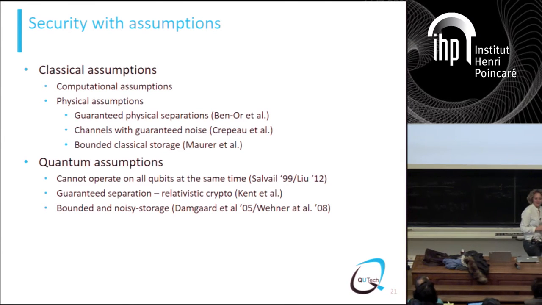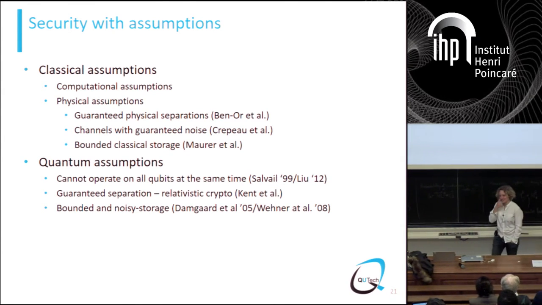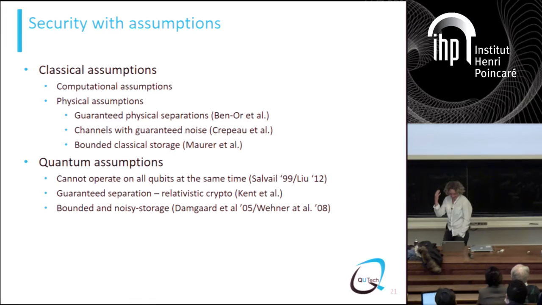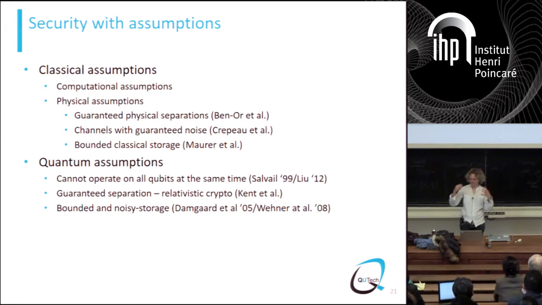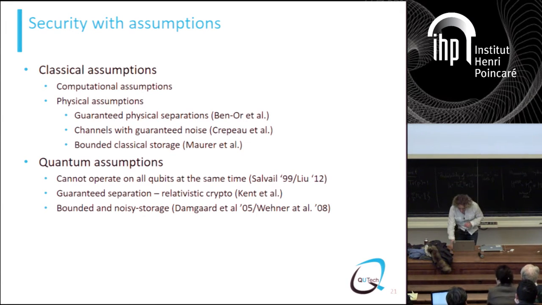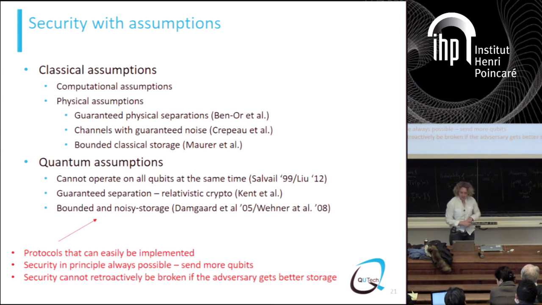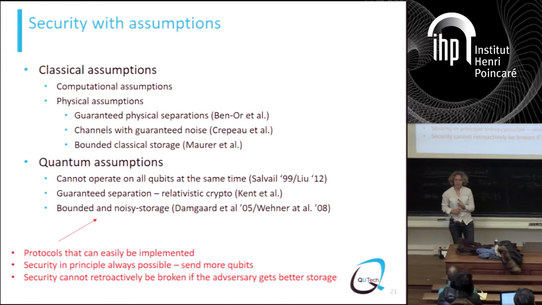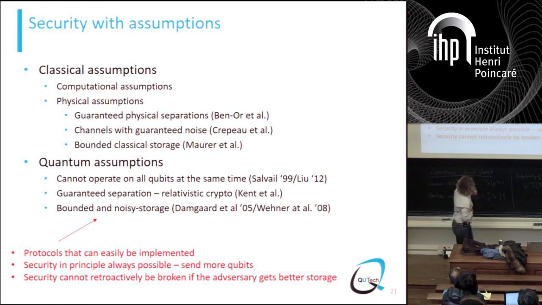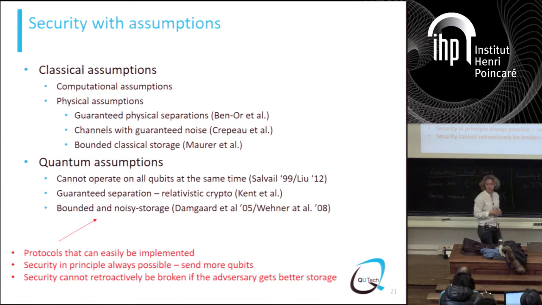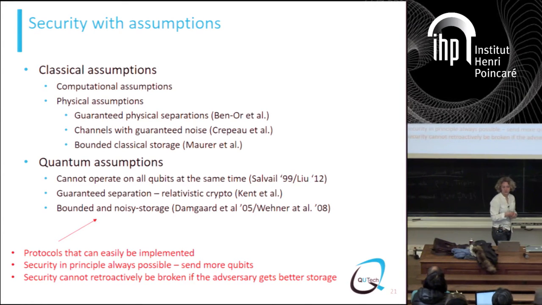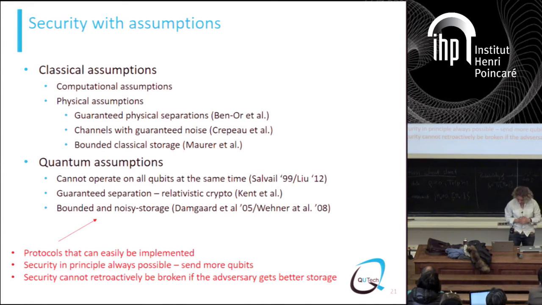Right now we can store roughly 5 qubits for several milliseconds, but of course, in a few years, maybe we can store hundreds of them. So the goal here is to find protocols that can be very easily implemented, in particular that do not require any quantum memory to be executed. In fact, one can show that, at least using trusted devices, security is always possible for any memory assumption. We just send more qubits and make it secure.